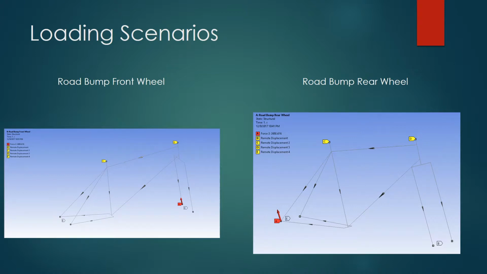For the road bump rear wheel, we used a remote displacement on rear axle, seat post, head tube, and front axle to prevent rotation again, along with a force of 2,600 newtons parallel with the fork applied to the rear axle.